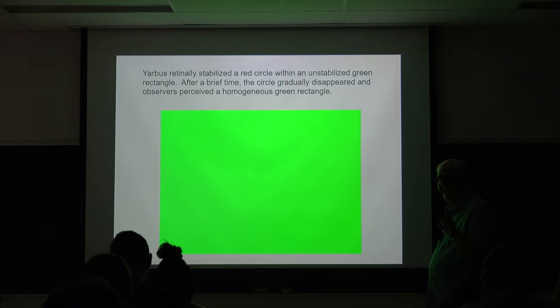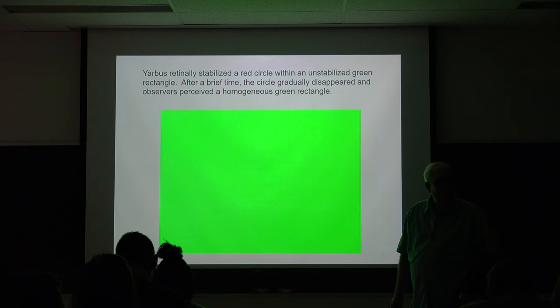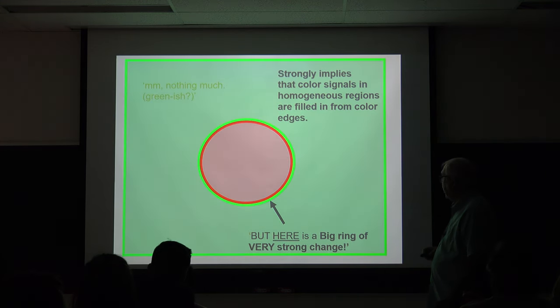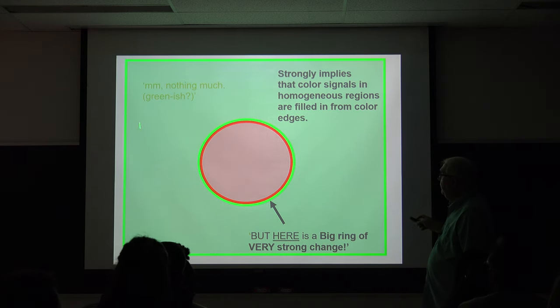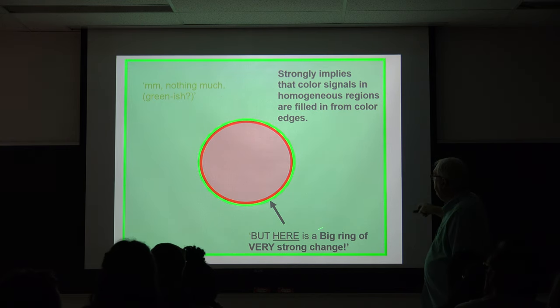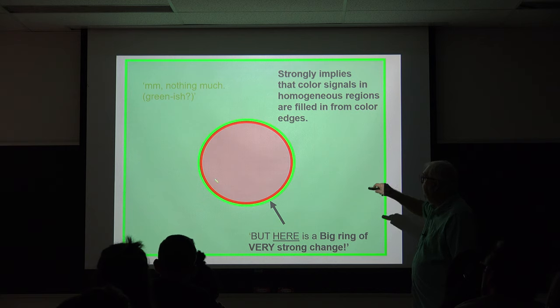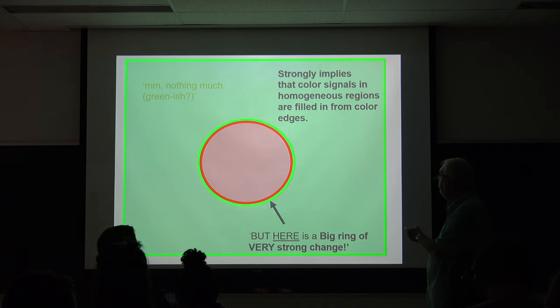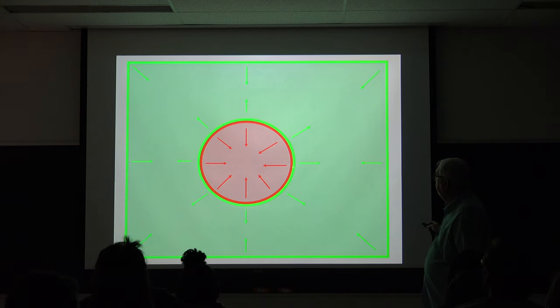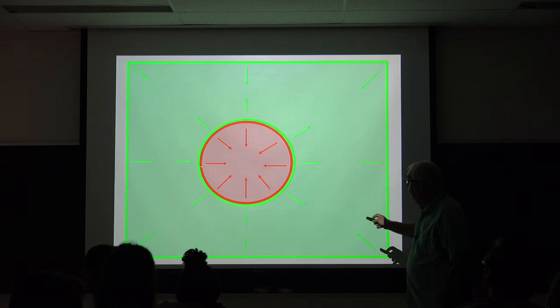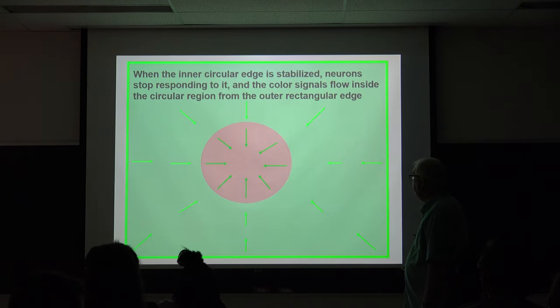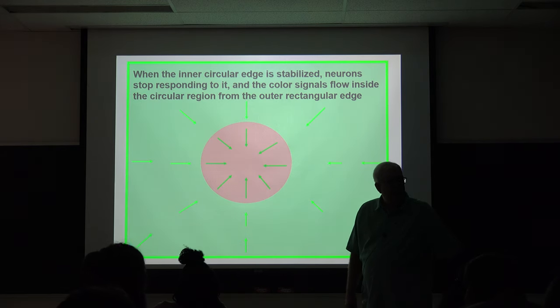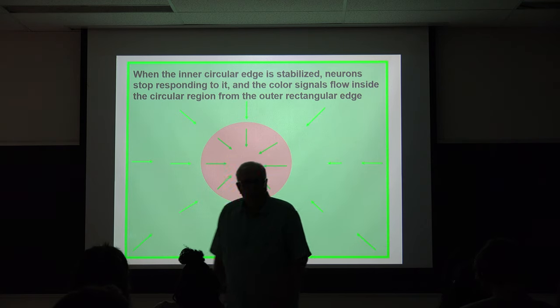So this gives us a hint about what may be forming those subjective contours. When I look at this initially, I've got this green contour here, which is telling me that everything in the center is green, and a green contour here, which is telling me everything on the outside is green, and I've got this red contour in the center, which is telling me everything on the inside is red. When I stabilize that red contour, then when the red contour is there by itself, the color flows from the contour inside the region. But if I stabilize it, then the green flows in and this becomes homogeneous green. Now, why would we have such a weird process like that? Well, there's a good reason for it.